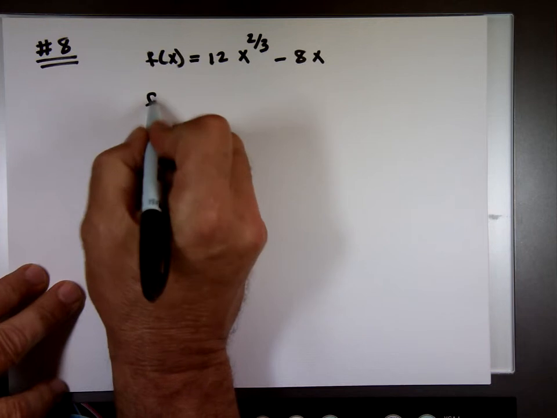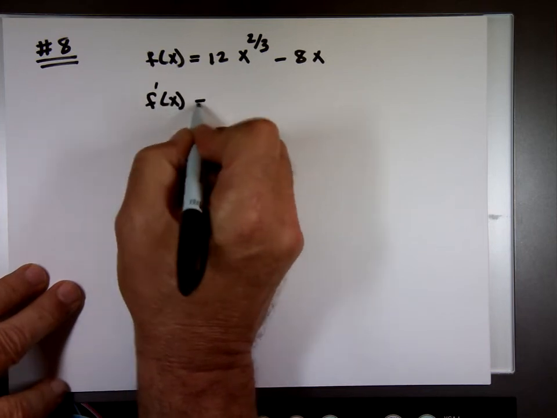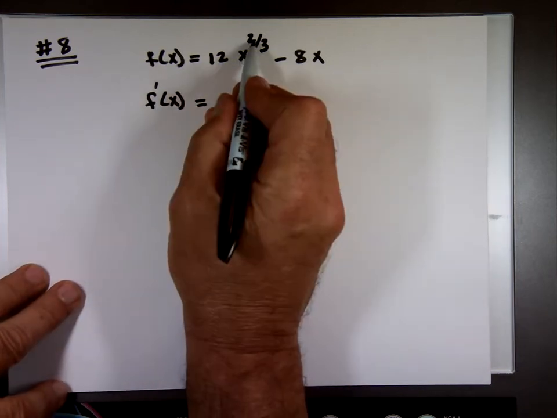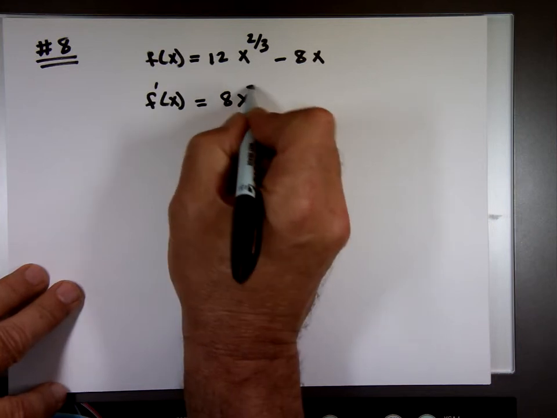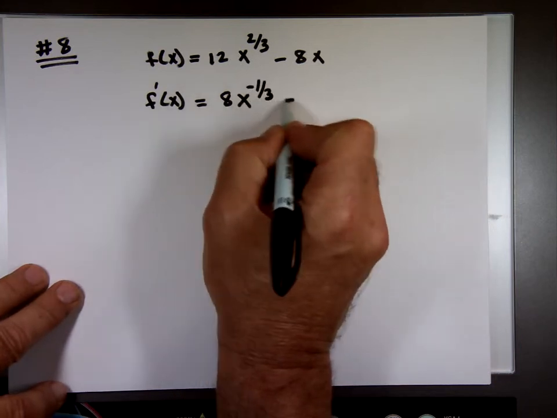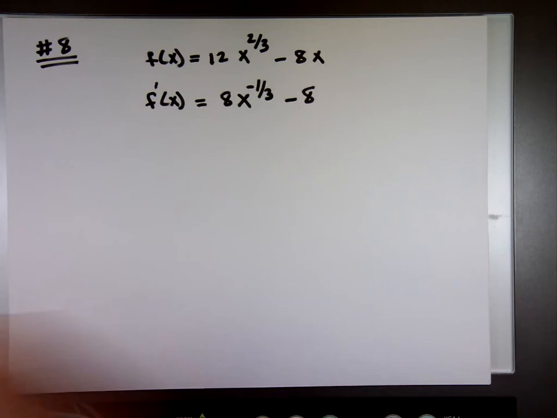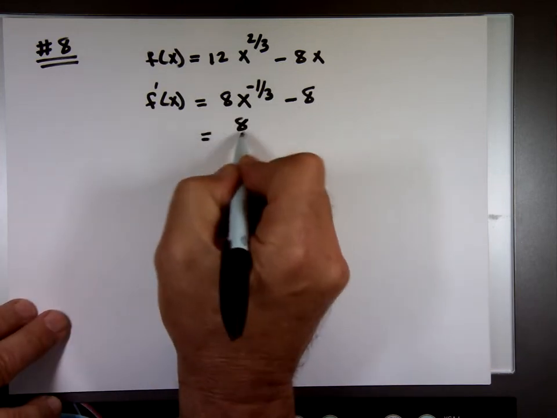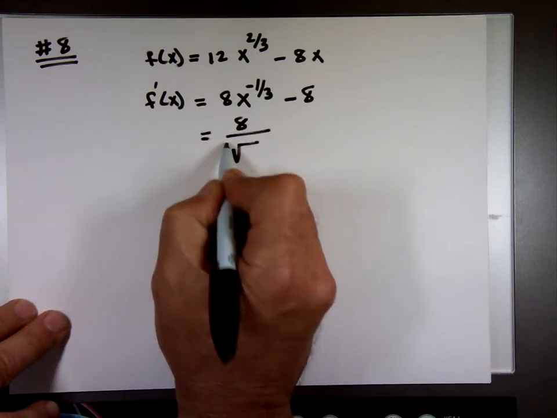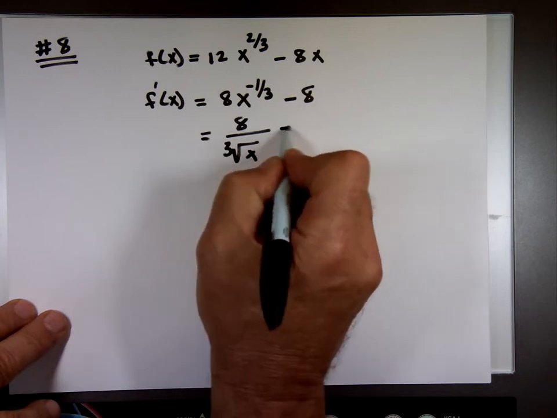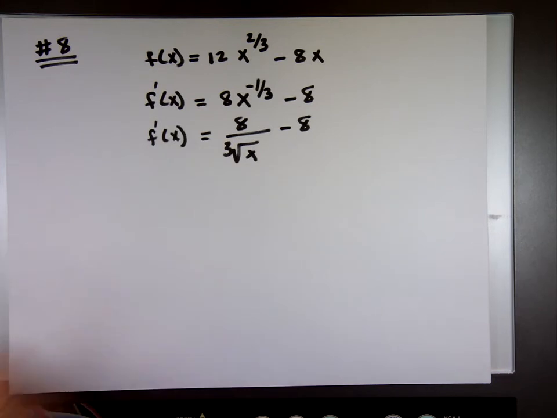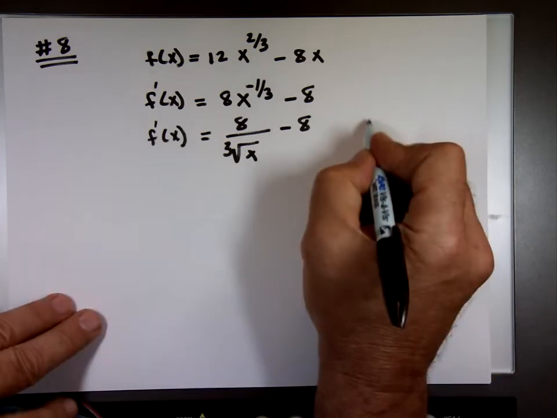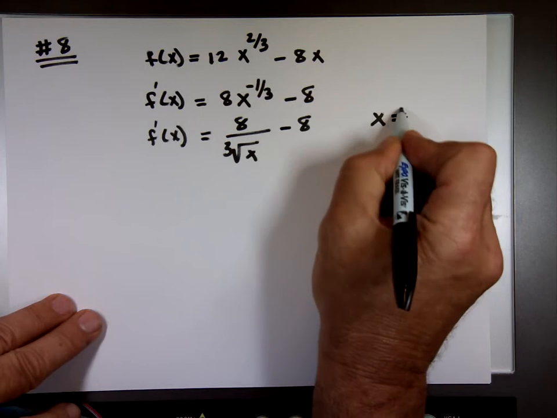The derivative of that we can do without a calculator. 12 times 2/3, which would be what? 8? x to the negative 1/3 minus the 8. Which means 8 over the cube root of x, minus the 8. So now the derivative, x cannot be what? 0. That's where your derivative is undefined.